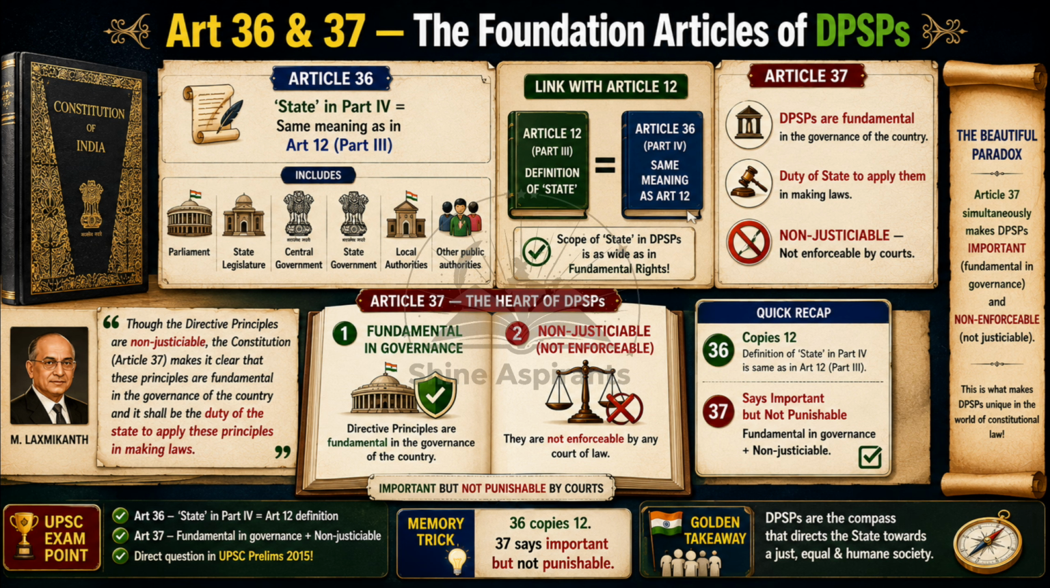It says two things. 1. DPSPs are fundamental in the governance of the country. Not enforceable but fundamental. The state has a duty to apply them in making laws. 2. They are non-justiciable. Not enforceable by courts. So Article 37 simultaneously makes DPSPs important, fundamental in governance, and non-enforceable, not justiciable. This beautiful paradox is what makes DPSPs unique in the world of constitutional law.